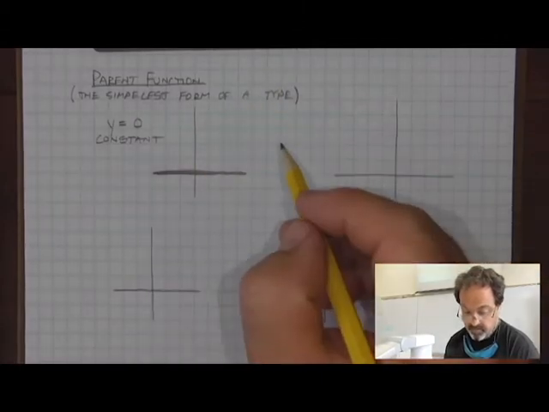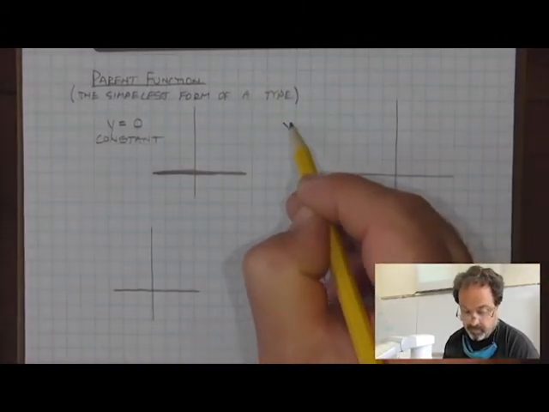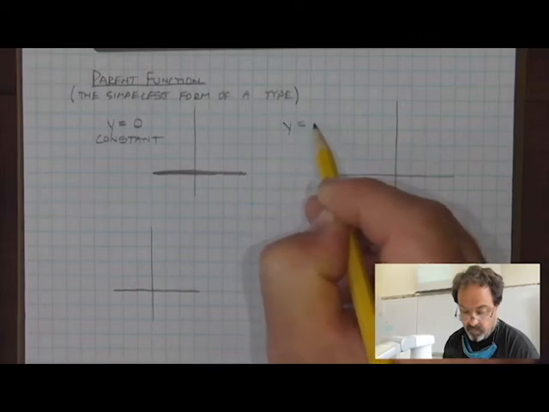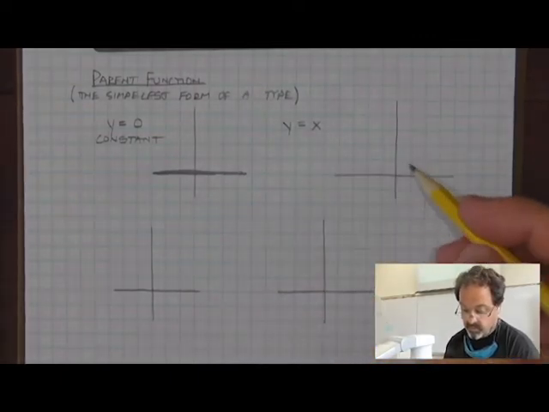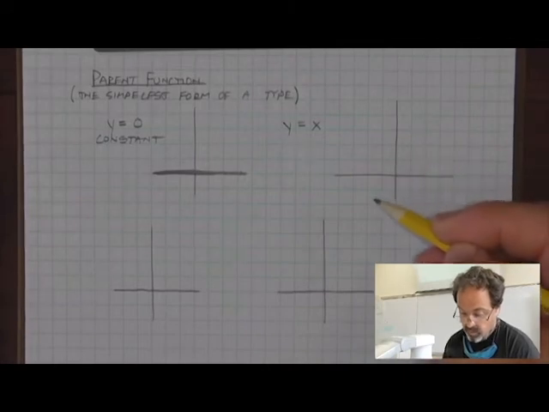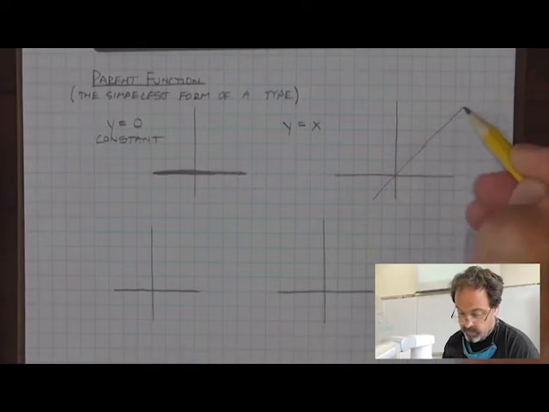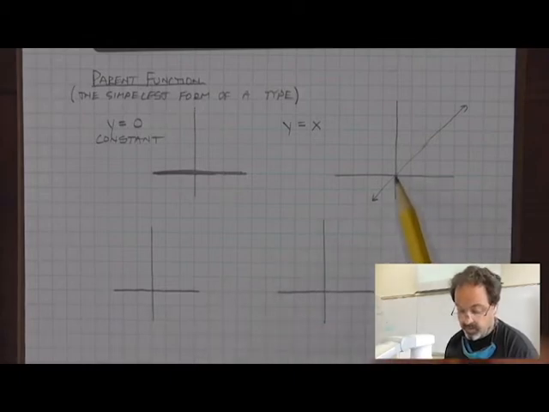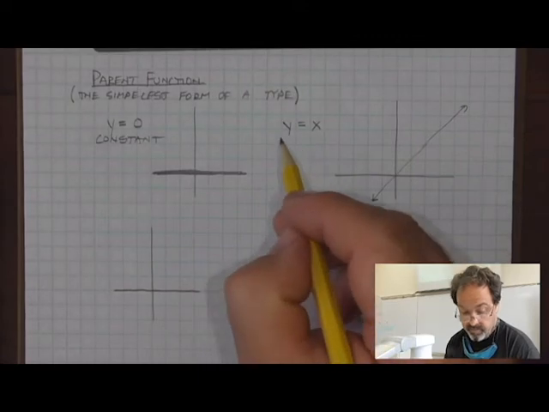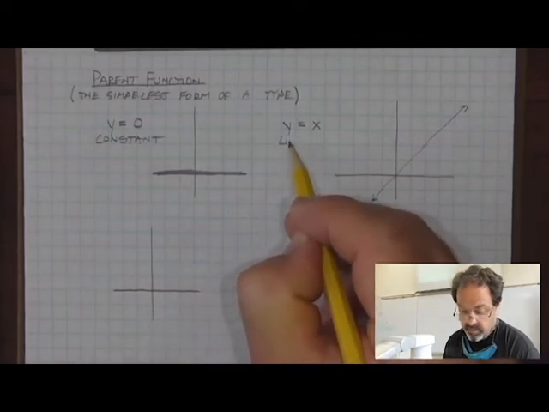The next parent function is a very simple equation, y is equal to x. And in this graph, the y and x values of all the coordinates are the same. Its graph would be a line, perfectly oblique, slope of 1, y-intercept of 0. This is the simplest equation in the family of linear equations.